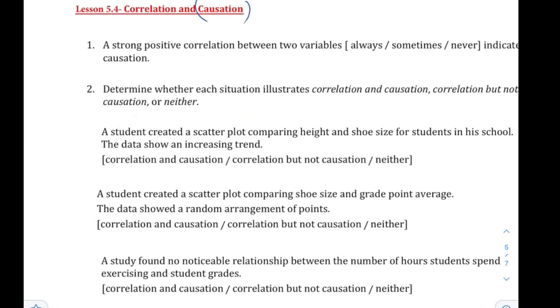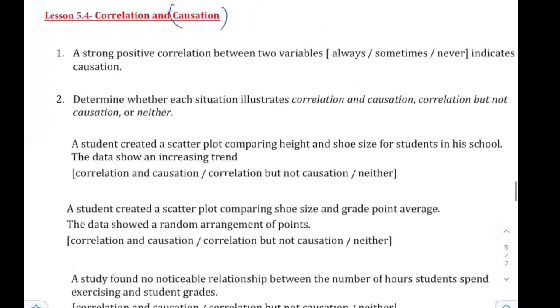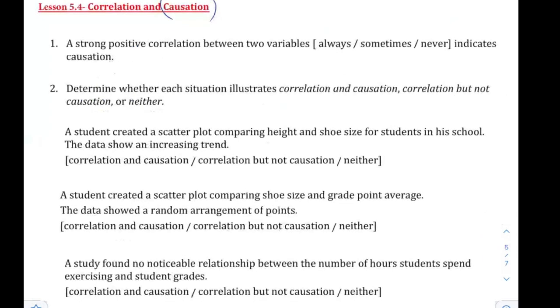Is X the reason for having the Y? Is it the result of having the Y? And we will explain that in these examples. A strong positive correlation between two variables always, sometimes, or never indicates causation. It's sometimes, because not all correlation is cause and effect. Not each X is a cause of Y happening.